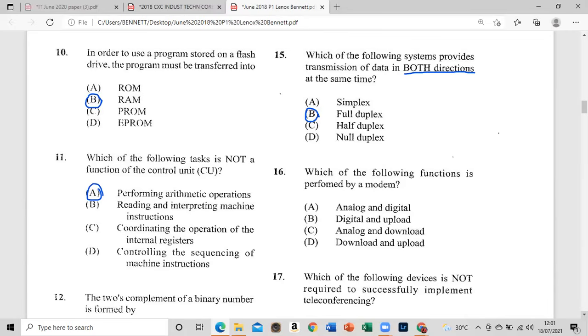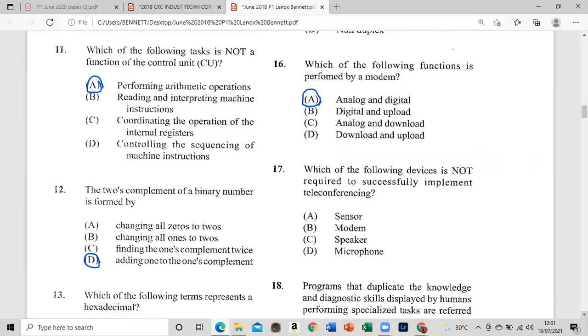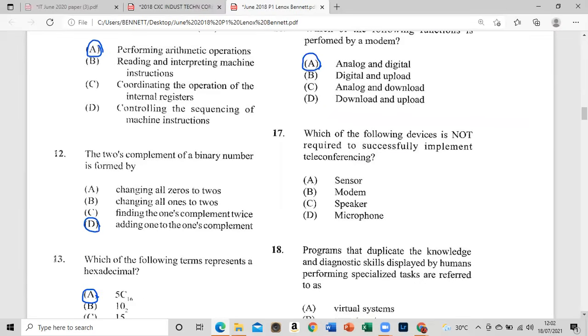Which of the following functions is performed by a modem? That was on the 2020 paper and it's analog and digital. Number 17 says, let me just give you the options because I want you guys to type it in. Which of the following devices is not required for successful implementation of teleconferencing? Is it A, sensor, B, modem, C, speaker, or D, microphone? First of all, you ask yourself, what is teleconferencing, right?